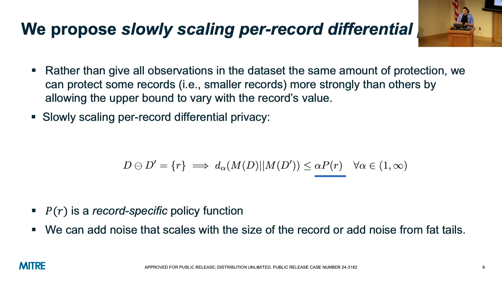And so P of R is record specific, like I was saying. When we think of a record, that basically just means a row in your data set. So when we were looking earlier, ID number 2 would then have a different upper bound than ID 1 or 3. And so we can then add noise that scales with the size of the record or add noise from fat tail distributions to better allow for the slowly scaling per record differential privacy. So as your record value is increasing, this upper bound is also going to be increasing.